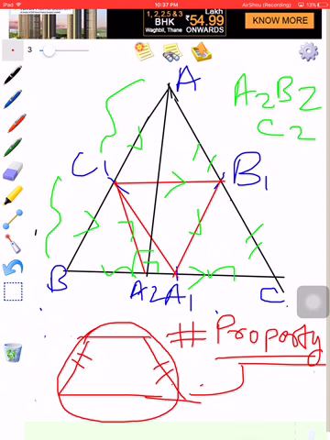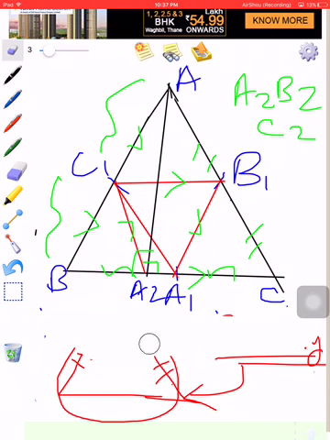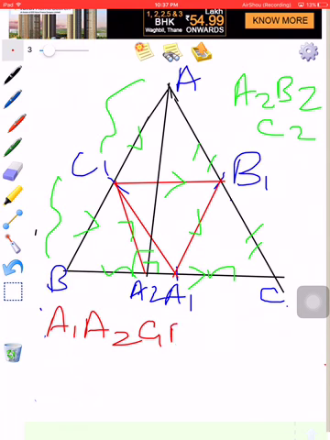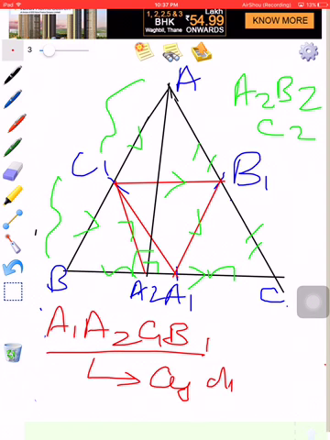So now this isosceles trapezium is actually a cyclic quadrilateral. As a result, I'm getting that A1A2C1B1 is a cyclic quadrilateral, right? So I'll write that down. A1A2C1B1 is a cyclic quadrilateral. As a result, we get A2 lies on the circumcircle of A1, B1, C1.